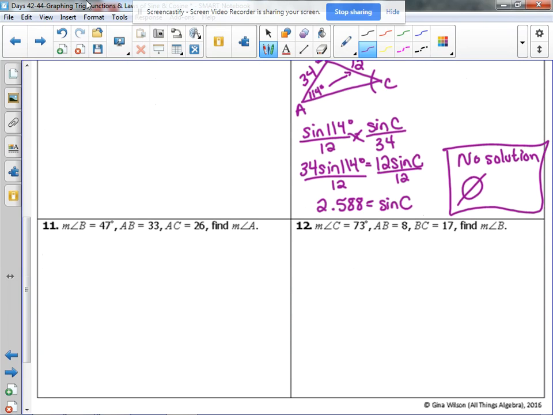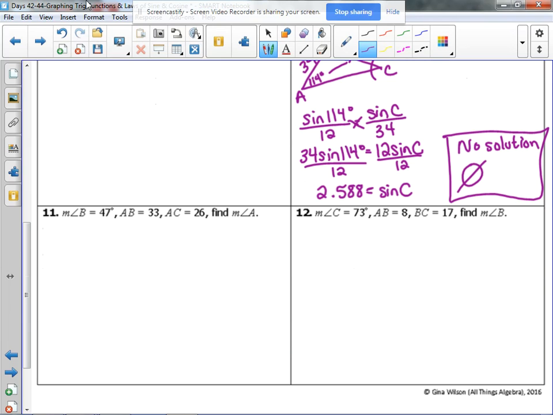Let's do one more that has two solutions just to make sure that everybody knows where those come from. Let's look at number 11. We've got the measure of angle B is 47 degrees. The AB is 33. AC is 26. Find the measure of angle A. Finally, not finding angle C. Mixing it up here. Okay.